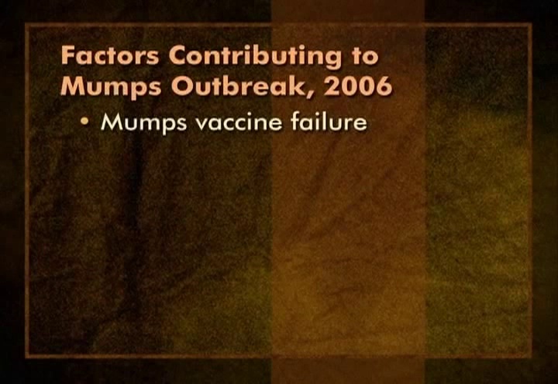Mumps vaccine failure may have had a role. Two doses of mumps vaccine are not 100% effective in preventing disease. Accumulation of susceptible persons who are not successfully immunized might be sufficient to sustain transmission in certain settings. This fact notwithstanding, two doses of mumps vaccine likely prevented mumps infection in 9 out of every 10 persons exposed.